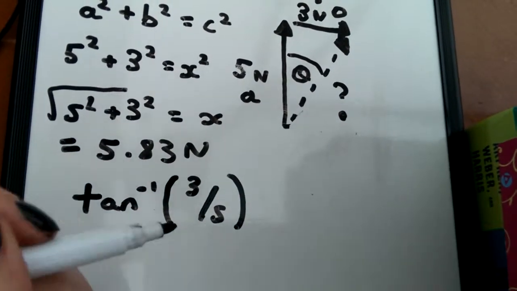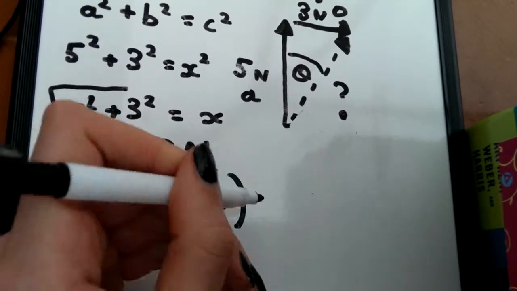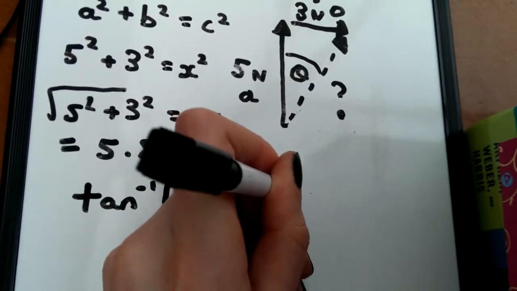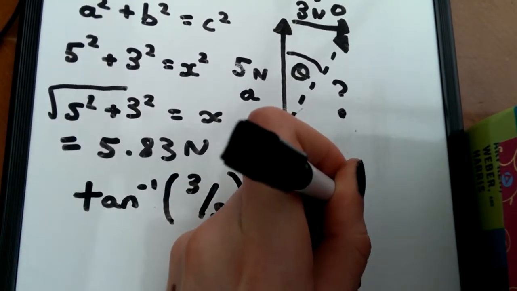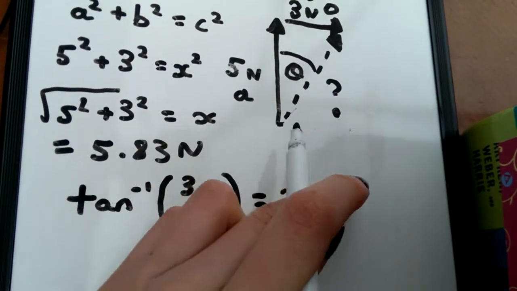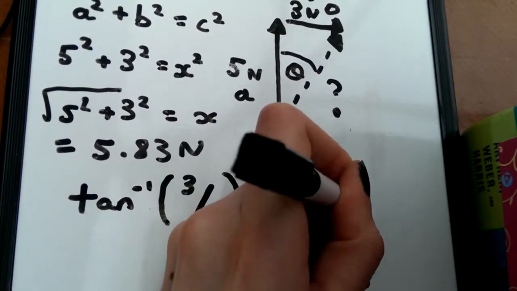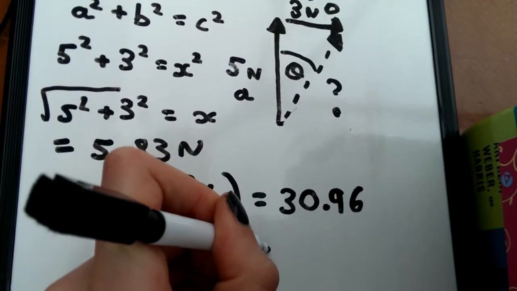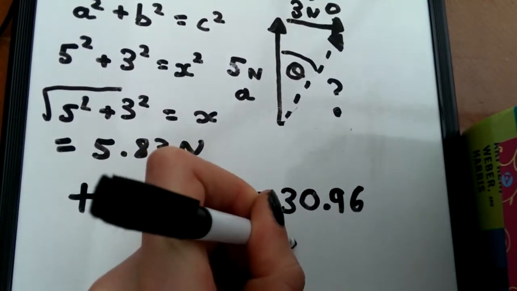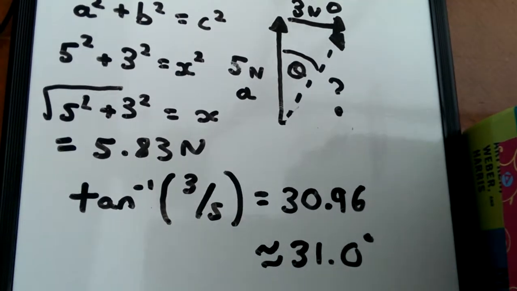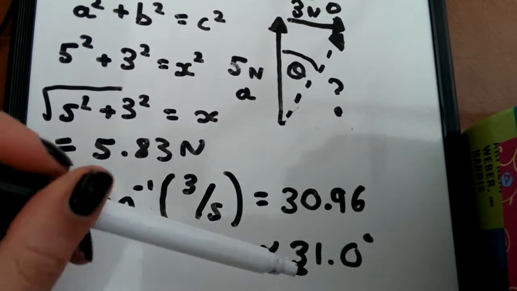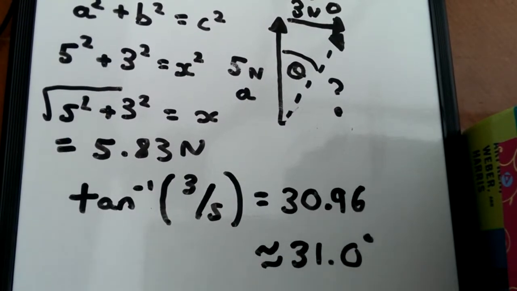Again, you just want to put this into your calculator and you will find that the answer is 30.96, which if we do to one decimal place is 31.0 degrees. So that has solved the question. So we know that the magnitude is 5.83 newtons and the angle is 31 degrees.